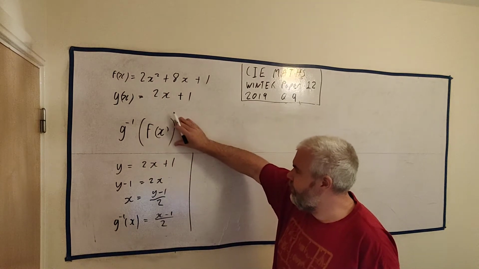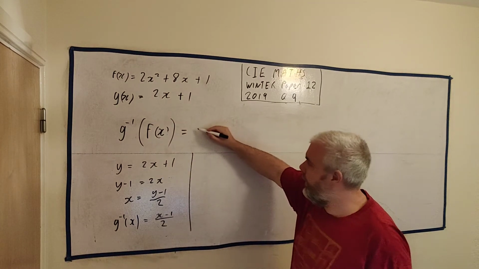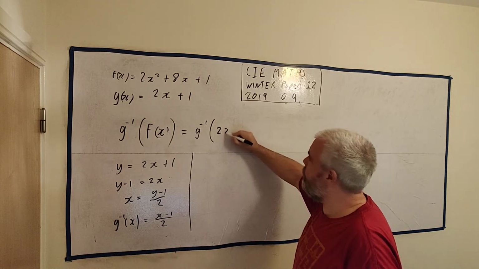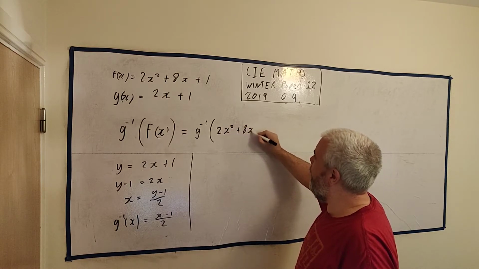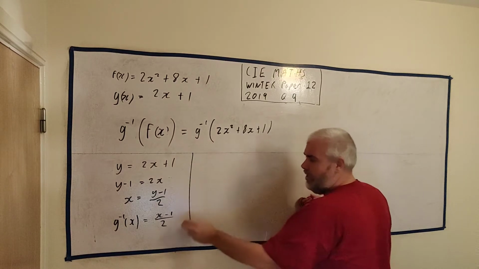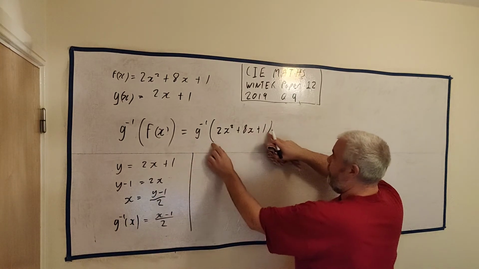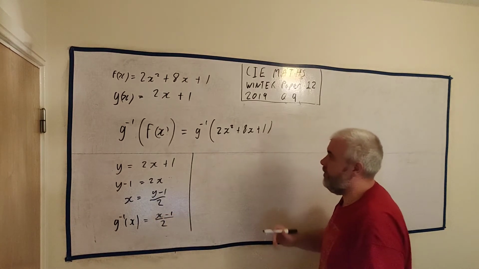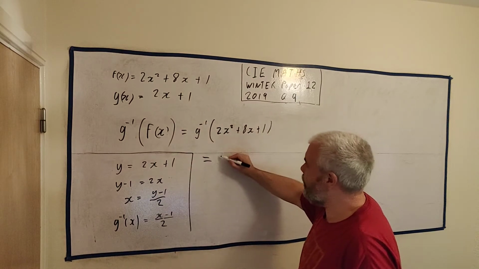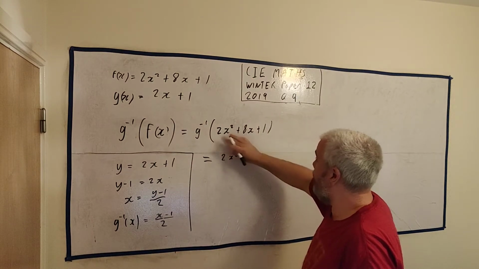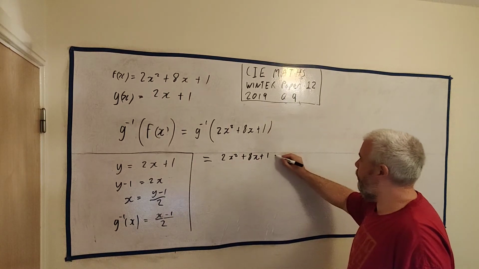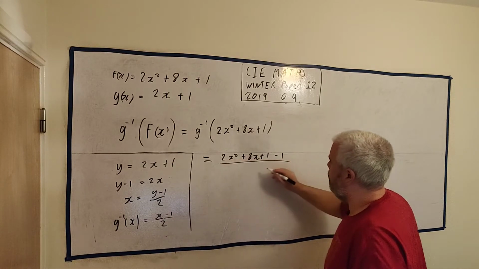So let's try and do this question here. This becomes g inverse of f(x), which is 2x squared plus 8x plus 1. Well, we know what the inverse of g is. Whatever's in this bracket goes into the x. So then this just becomes 2x squared plus 8x plus 1, minus 1, divided by 2.